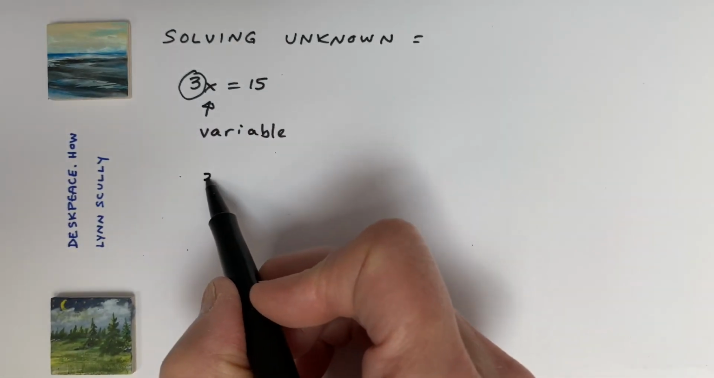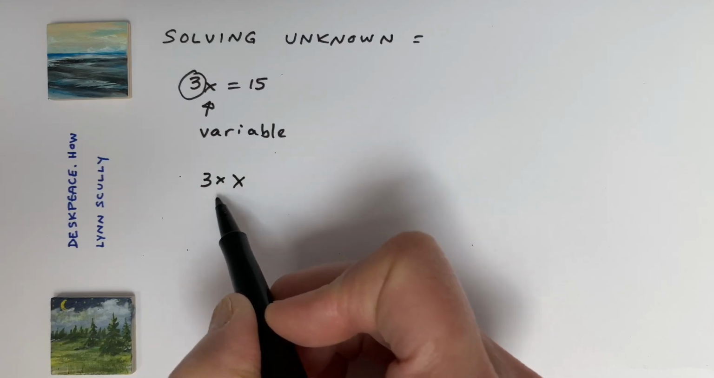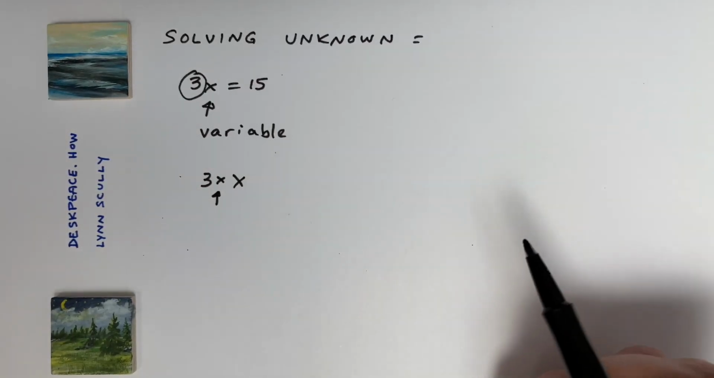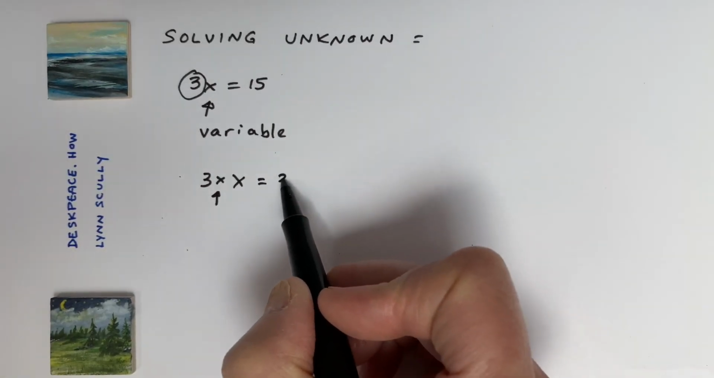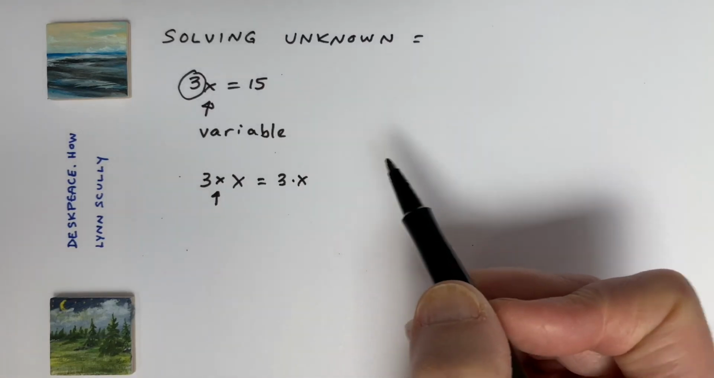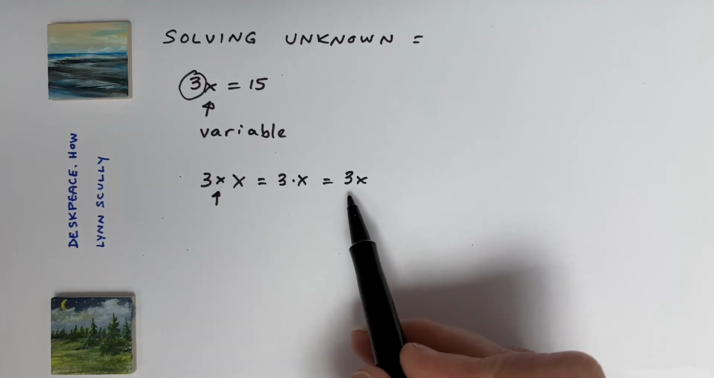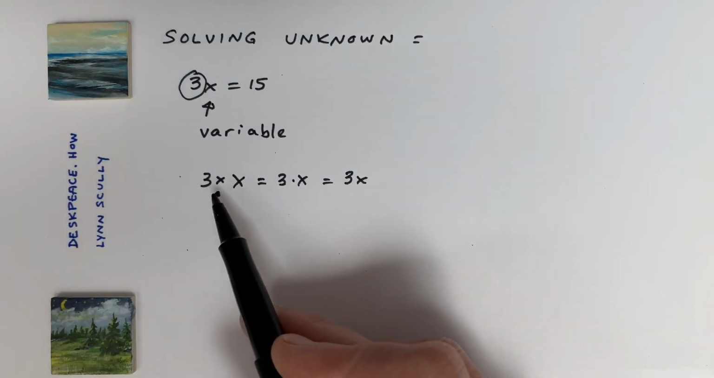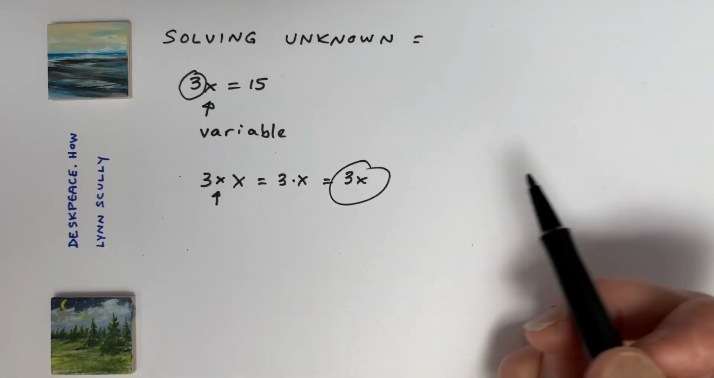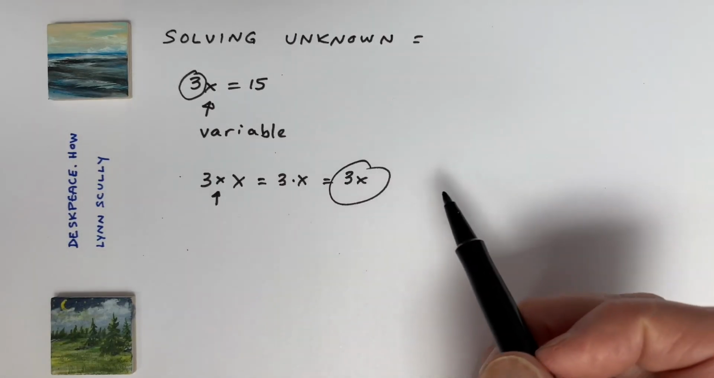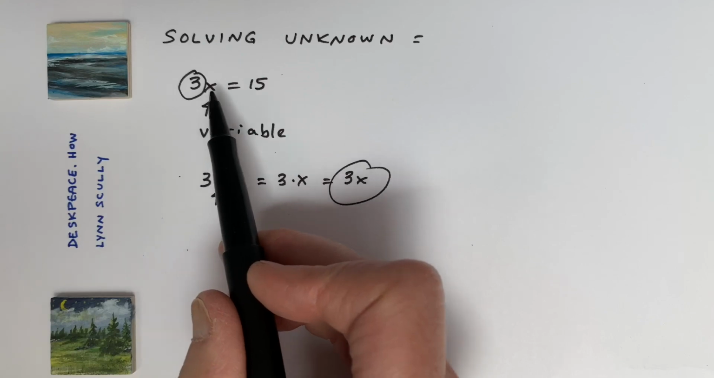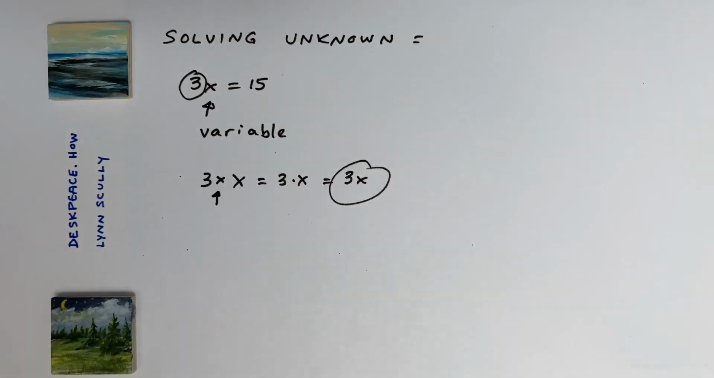So you might be used to seeing things like this. This is your multiplication symbol. That says 3x. That's the same as 3 times x. That says 3x. This also says 3x. But as you can see, this is much easier to recognize and handle than 3 little x, x. So this is a convention we're going to use, and I read it as 3 times x equals 15.